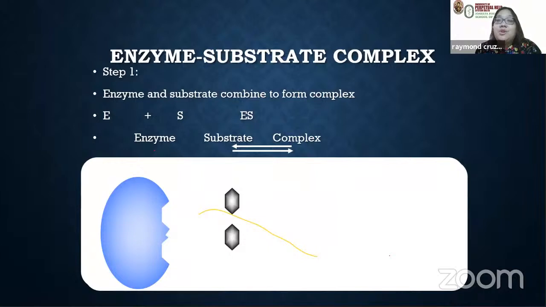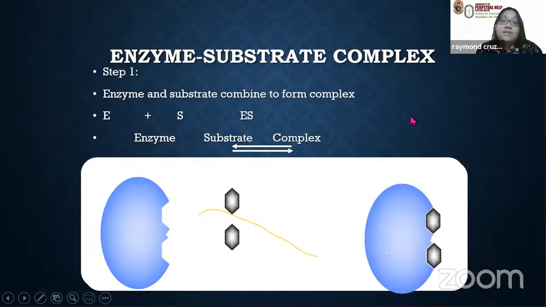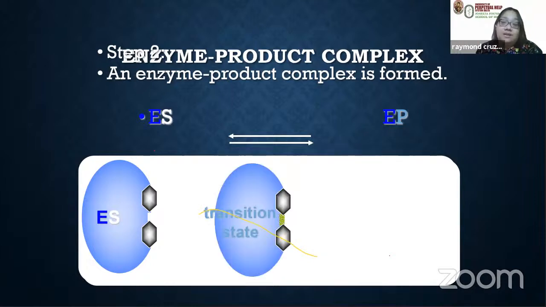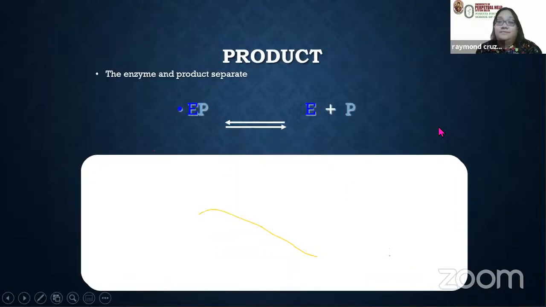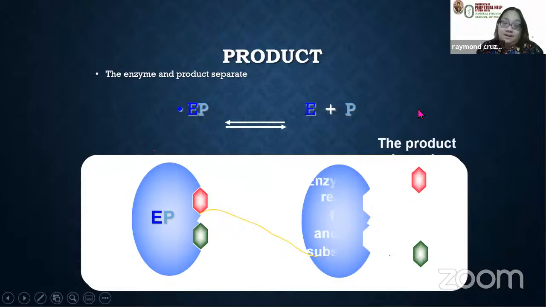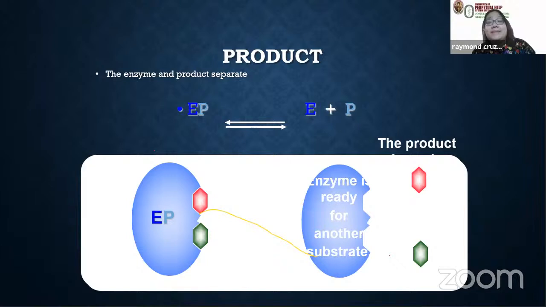So remember your enzyme substrate complex. Step one, enzyme and substrate combine to form a complex. This is your enzyme, this is your substrate, and you have a complex. Then it forms into your enzyme substrate complex, and then it produces your reaction. Your product would be the result of the process. And again, your enzyme, as it follows Michaelis-Menten kinetics, is ready for another substrate and it is not consumed.